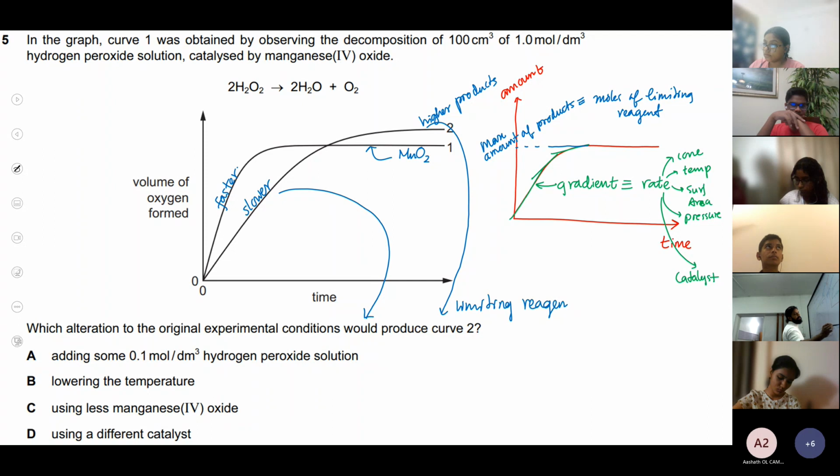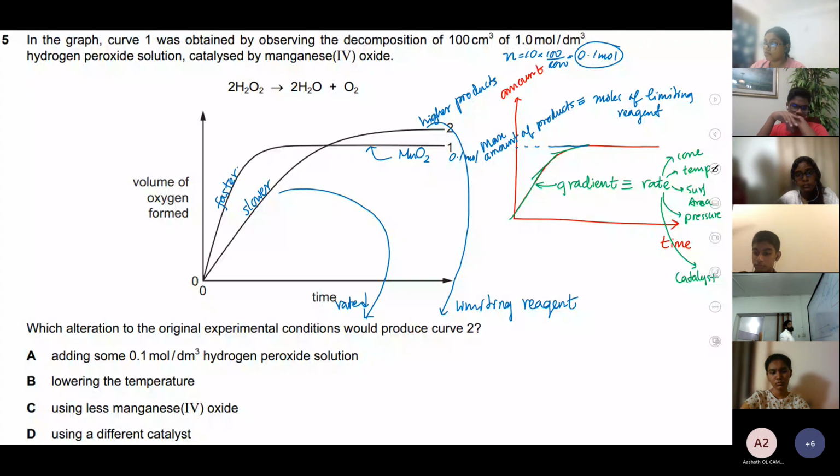Limiting reagent should be higher. Rate should be lower. Right? So let's make a note on volumes and stuff, because look, the moles matter here. 1.0 into 100 divided by 1000. So moles of hydrogen peroxide here is 0.1 mole. Original 0.1 mole. The first one is made from 0.1 mole. Let's look at the second one.